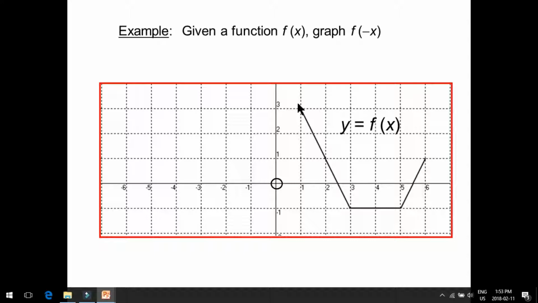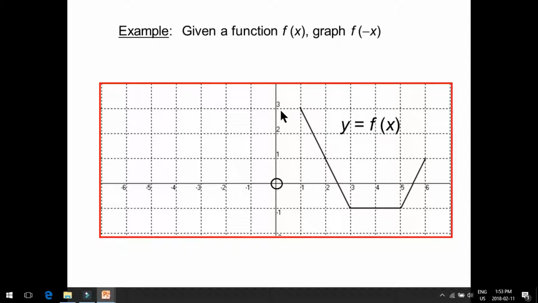Let's do some graphing. Given a function, y equals f of x. Kind of looks like the Big Dipper. Not really, but kind of. Given a function f of x, graph f of minus x. Think to yourself, x got replaced with negative x, so reflect across the y-axis.